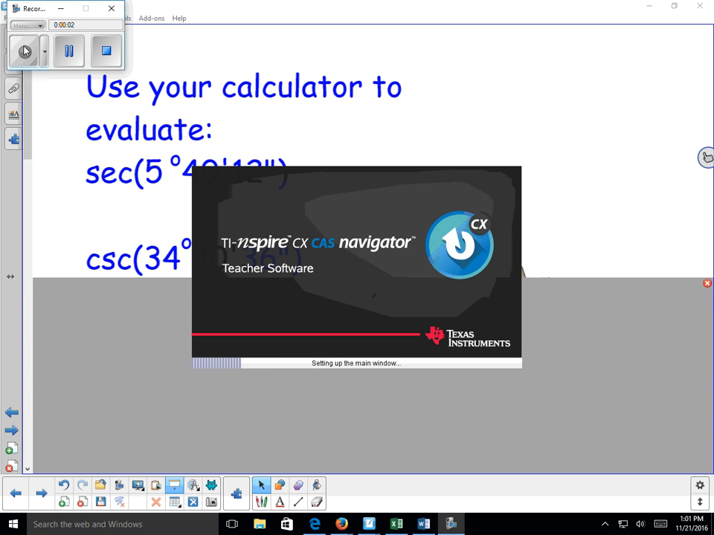Okay, so we are looking at the rest of section 4.3. There's a few more items that we need to talk about. If you grab your calculators, we're going to use our calculators to evaluate some trig functions.